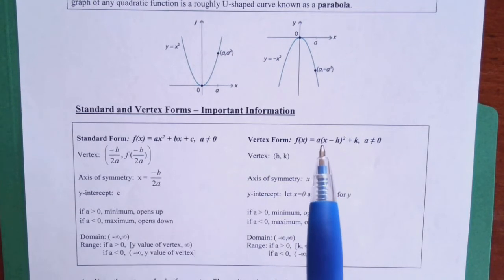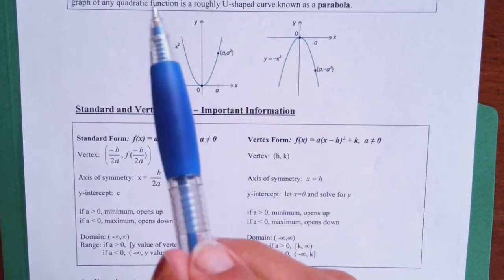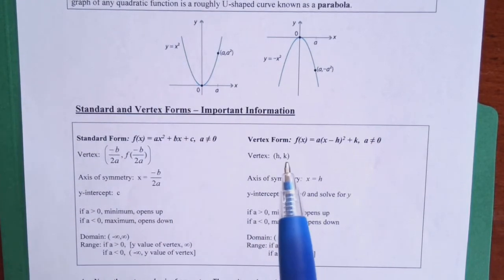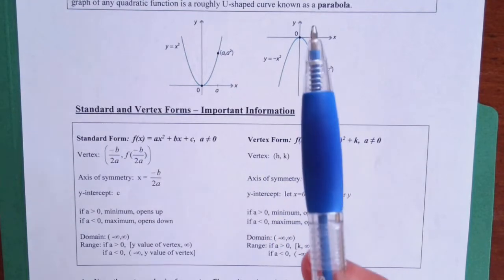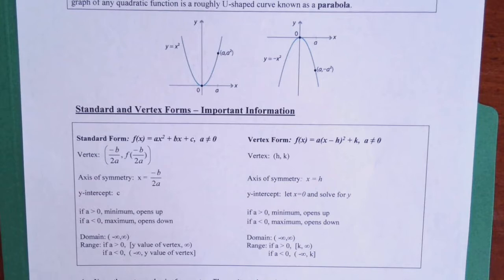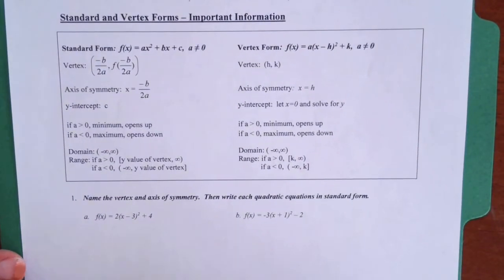Same thing for a, whether it opens up or down. A value positive, it opens up. A value negative, it opens down. And then the domain, again, all real numbers. The range, if it's this way, will go from k to infinity. That's the y value of the vertex, just like over here. And then if it's going downward, then negative infinity up to k. Okay? So all of that is just a nice, easy place where all the information is stored, so that you can get to it quickly.